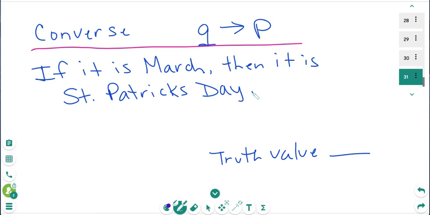So again, we're going to look to see if that is true, if both of them are true. If it is March, then it is St. Patrick's Day. So St. Patrick's Day is not the only day in March. So just because it's March does not mean that it is St. Patrick's Day. So our truth value is false.